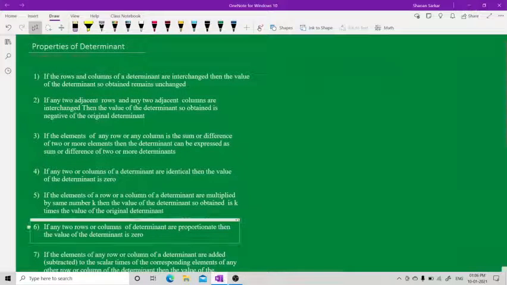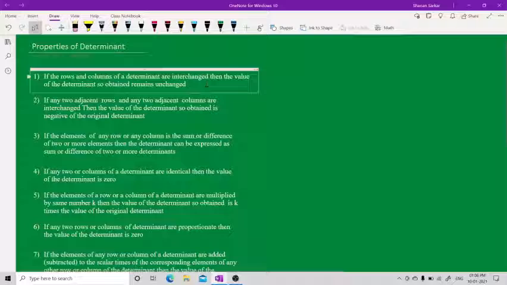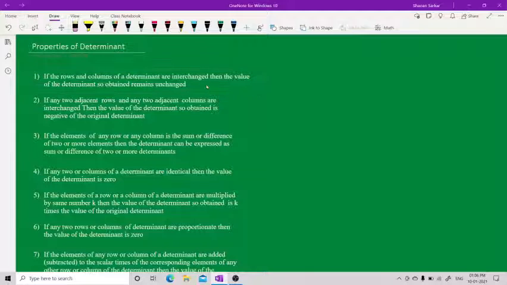Now we are going to start the topic properties of determinant. The first property is this: if the rows or columns of a determinant are interchanged, then the value of the determinant so obtained remains unchanged. That is, if I take a matrix A and take the determinant, or I take the transpose of this matrix and take the determinant, both are always the same.